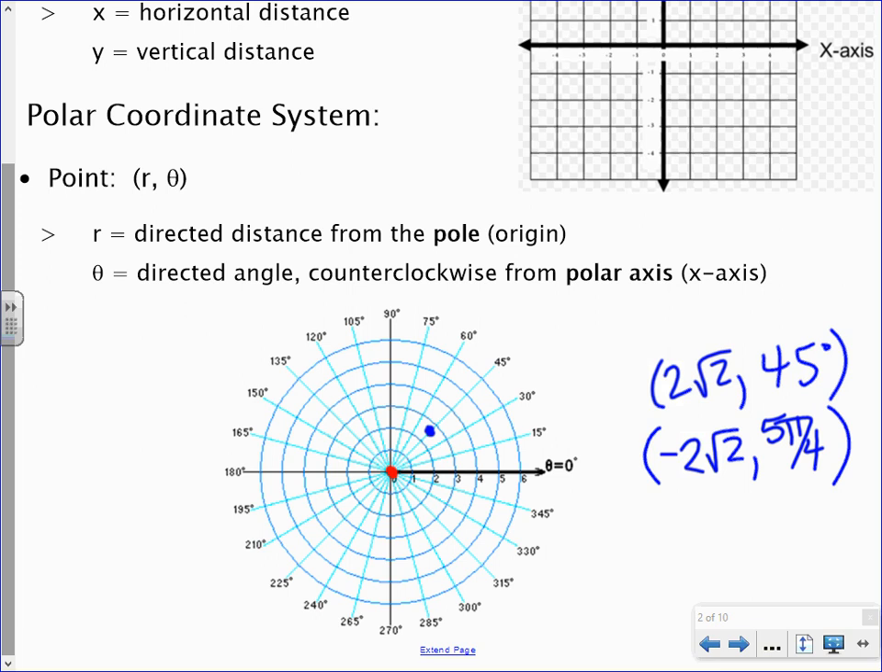Who had a different way besides what pod 2 had? I know you guys were talking about one. What was yours? We just subtracted 360 degrees. So you had negative 315 degrees. Okay? It is okay to have a negative angle. You can have a negative angle, you can have a positive angle, you can have a negative or positive r value. It's just telling you the direction of the movement that you're going to take.